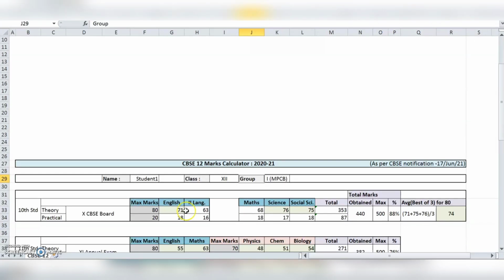Class 10 has 5 different subjects including 2 languages and math, science and social science. Assuming you have got these marks, you will be given the highest score. The highest of 3 subjects that you have scored will be taken for the 10th component of your marks. Like here, the student has taken 71, 76 and 75, which average out to 74. 30% of the 74 will be taken into the 12th mark computation.